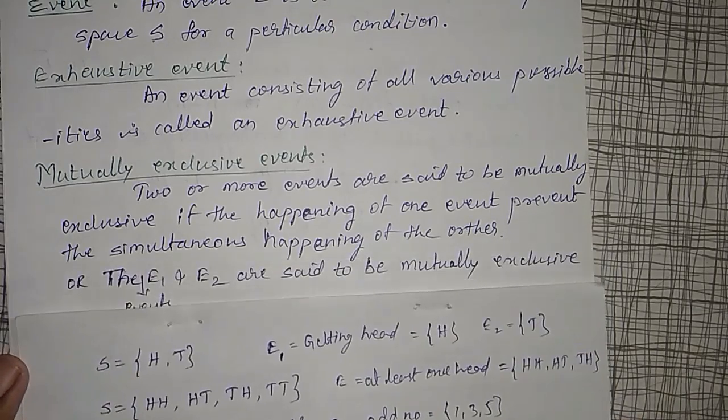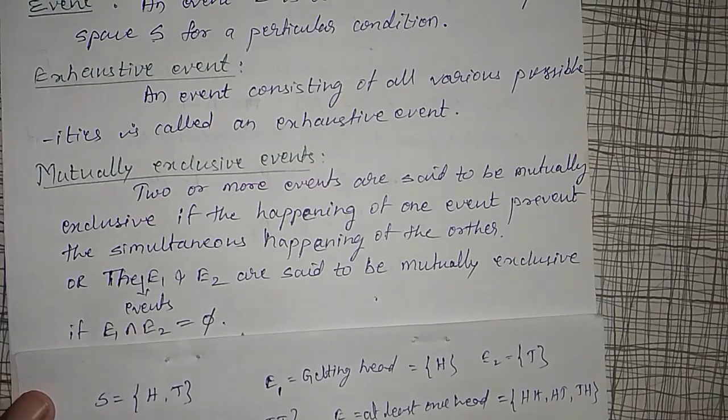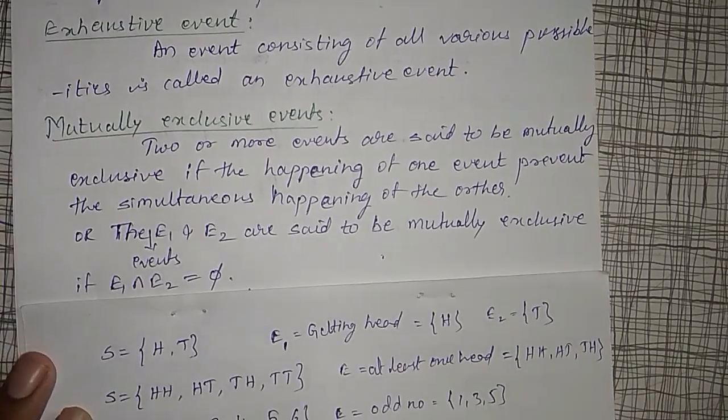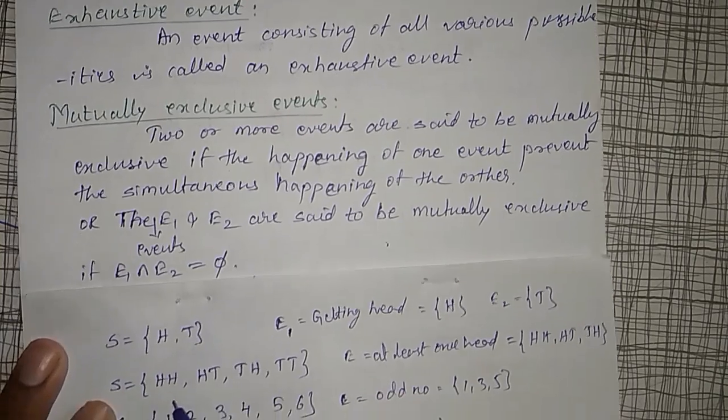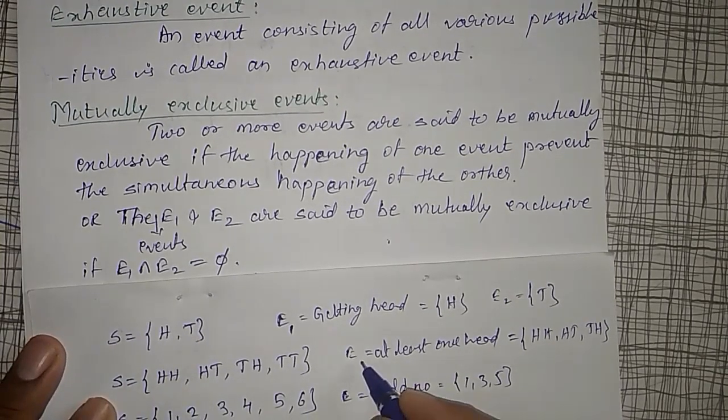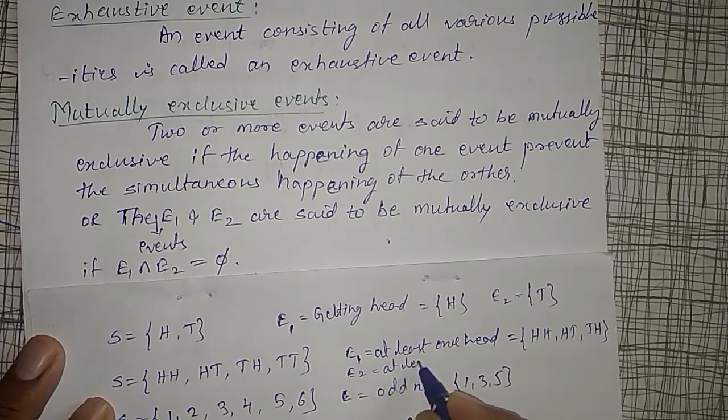Or one more definition I can make: if E1 and E2 are mutually exclusive, the intersection of the two sets, E1 intersection E2, is a null set, then we say that E1 and E2 are mutually exclusive events. Here in the second example, whenever two coins are tossed, E1 I will make as at least one head, and E2 I will make as at least one tail.